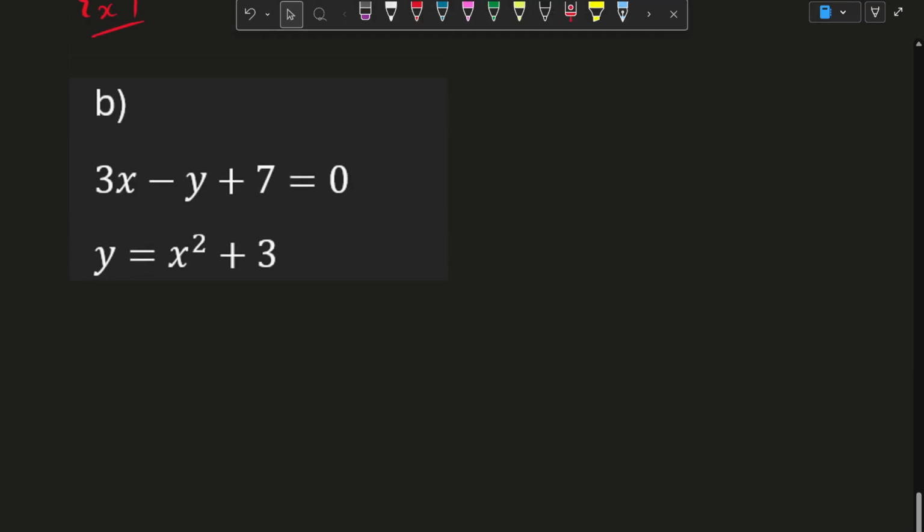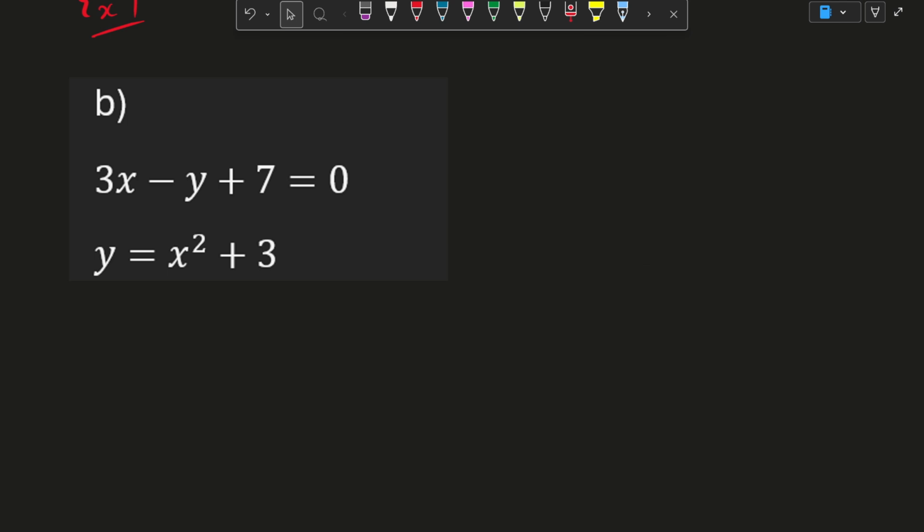Okay, so this is our first example of solving for the intersection of a linear and a quadratic, or indeed one linear, one quadratic simultaneous. As I mentioned, we're going to be rearranging the linear equation to read some variable equals something, and we're going to use that information to sub into the quadratic equation.